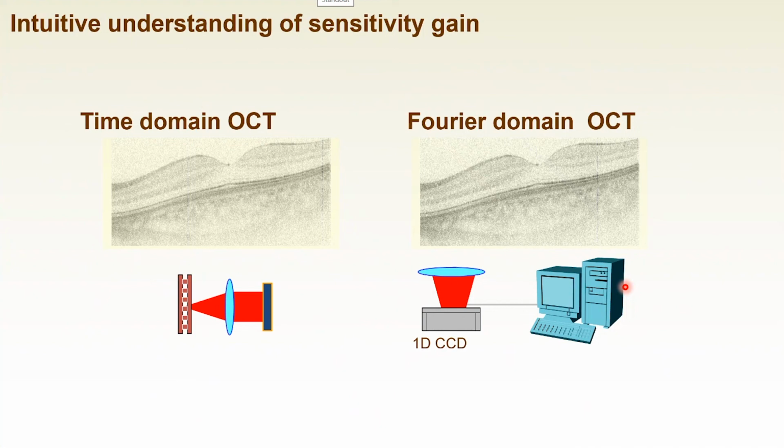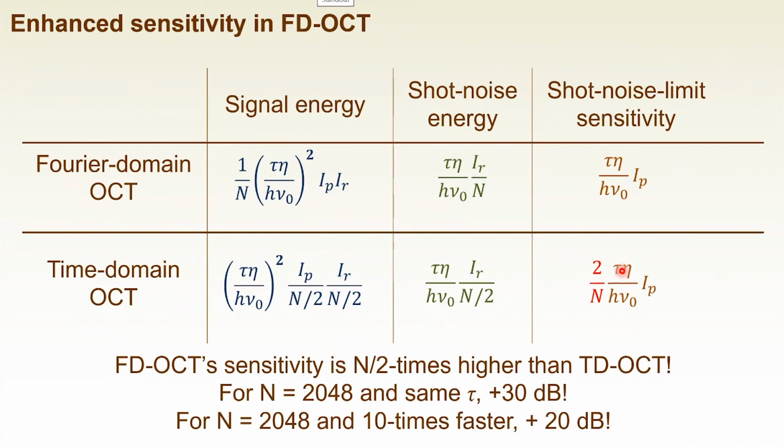But in the case of FD-OCT, all of the light illuminating the sample can contribute to the OCT imaging. And this results in this factor, n over 2 gain of FD-OCT, or in a time domain OCT, the 2 over n reduction of the sensitivity in comparison to the Fourier domain OCT. Okay, that was something like the secret of the sensitivity of the Fourier domain OCT.